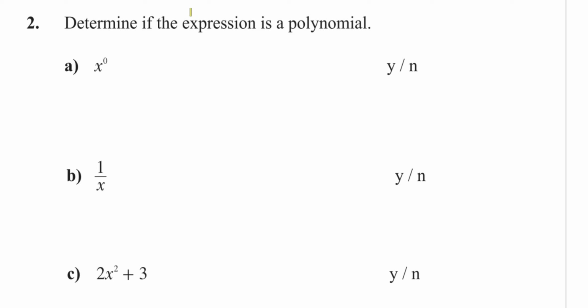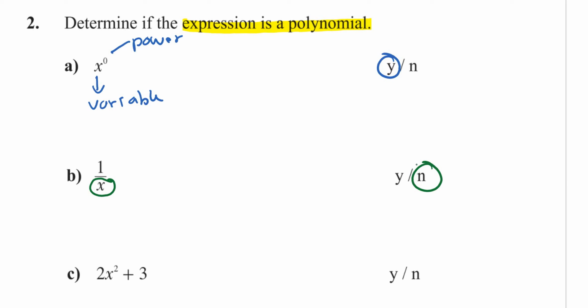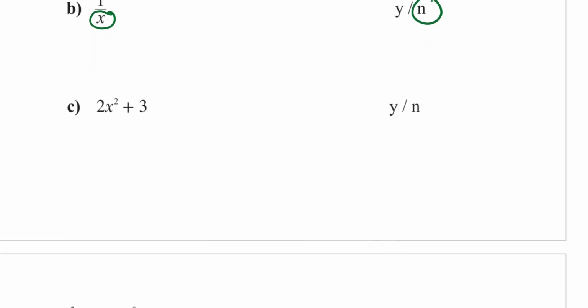So for this problem, I need to determine if the expression is a polynomial or not. So for 2a, the answer is going to be yes. If you have a variable and a power, then those are always going to be polynomials. For letter b, I mentioned in the previous problem, if your variable is on the denominator, then it's not a polynomial.